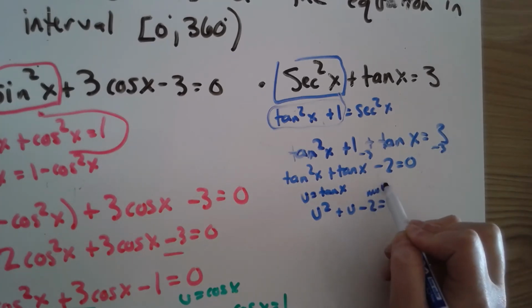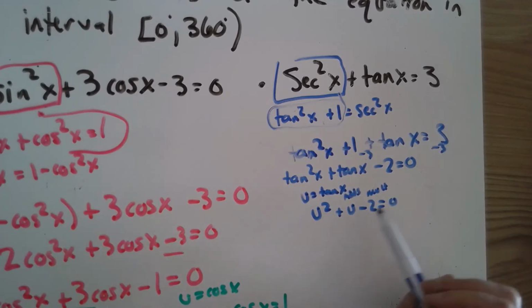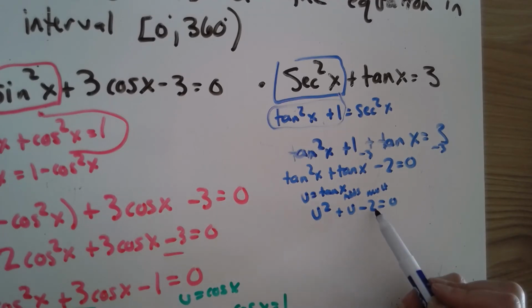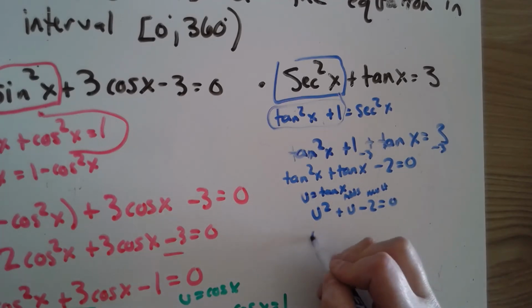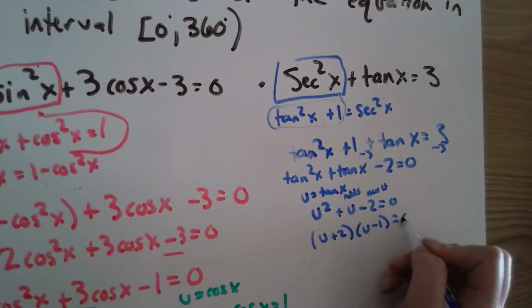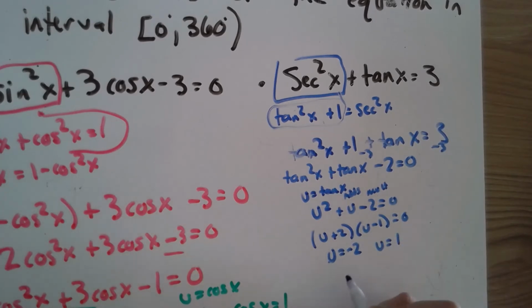What multiplies to negative 2 and adds to 1? Okay, this one we could do that shortcut because there's nothing in front of our squared. So what multiplies to negative 2 and adds to 1? Well, that's u plus 2, u minus 1 equals 0. So u equals negative 2, u equals 1. So we're saying tangent x equals negative 2 and tangent x equals 1.